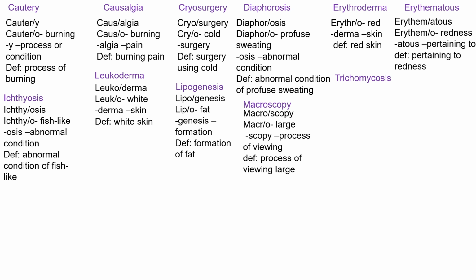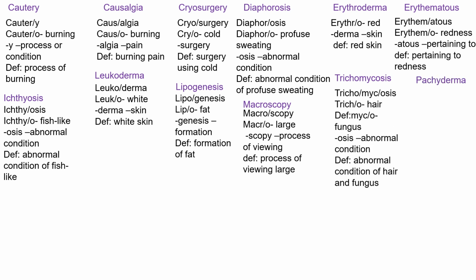Trichomycosis. When you look at this term, it is very tricky because there's two combining forms, and you can see they're held together by a vowel, but the vowel is dropped when you add the suffix because the suffix begins with a vowel. So when we break it down, here's what we see. Tricho means hair. Myco means fungus, so this is an abnormal condition of hair fungus.